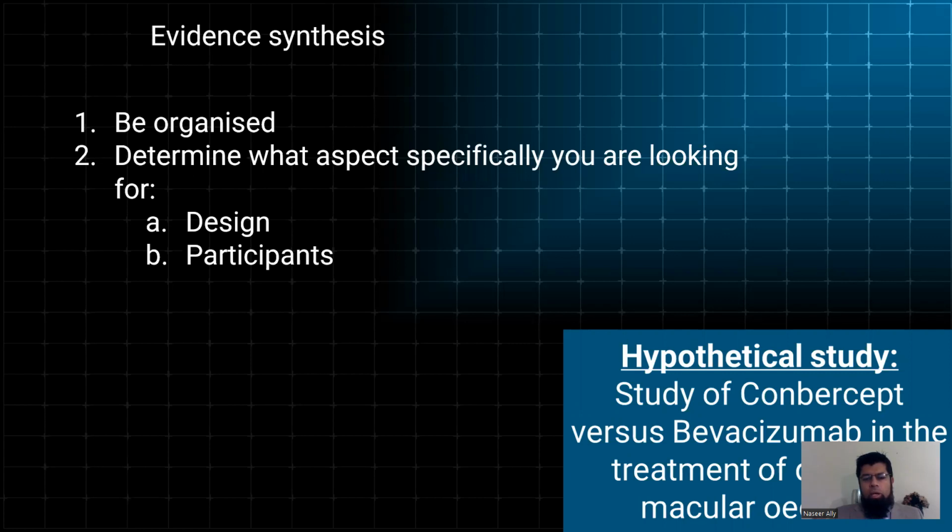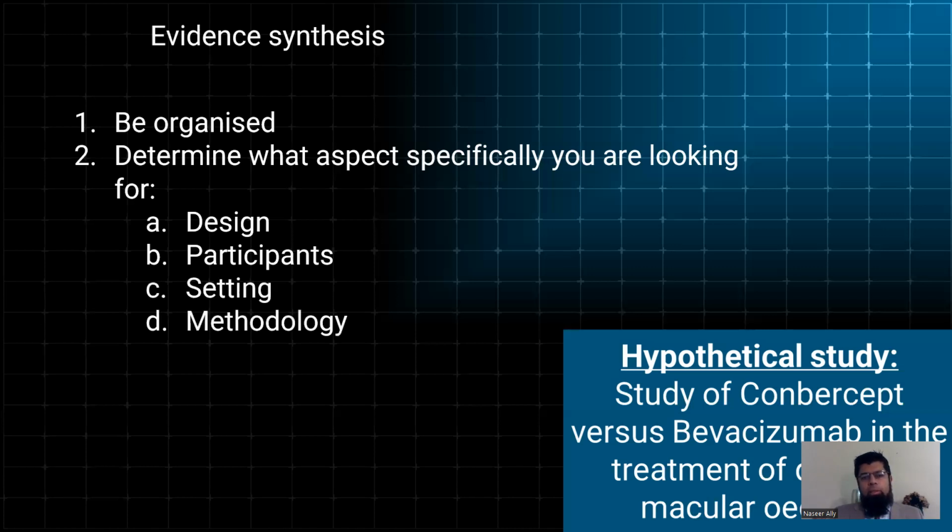You would need to mark off all of the pertinent articles, and then you would also have to look at what aspect you are specifically looking for. For example, it would be important to include all of the studies that were randomized clinical trials using anti-VEGFs. The participants, obviously, you're only looking at participants with diabetic macular edema. So any studies using anti-VEGF for other causes, you would then exclude.